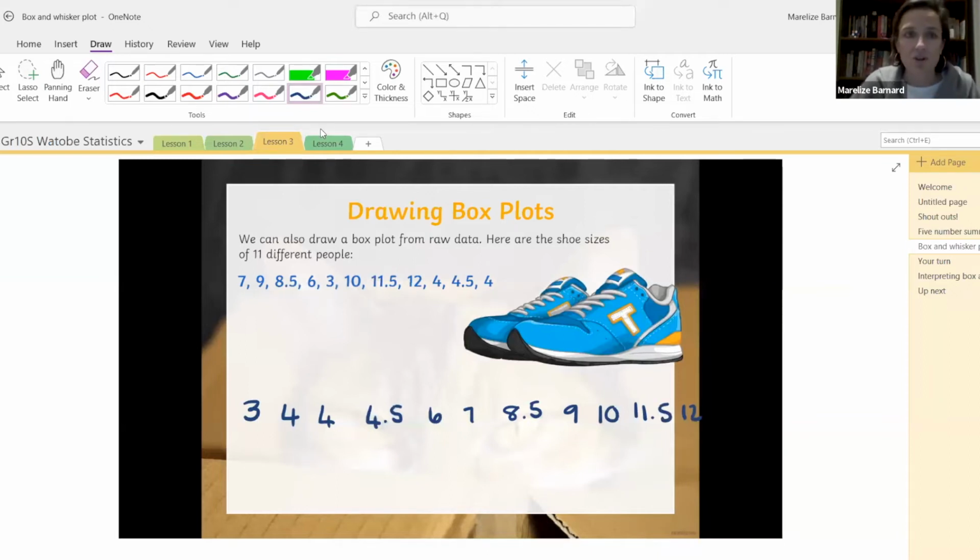Okay, I'm going to give you a chance just to copy that down. You're looking for positions and you're looking for values.